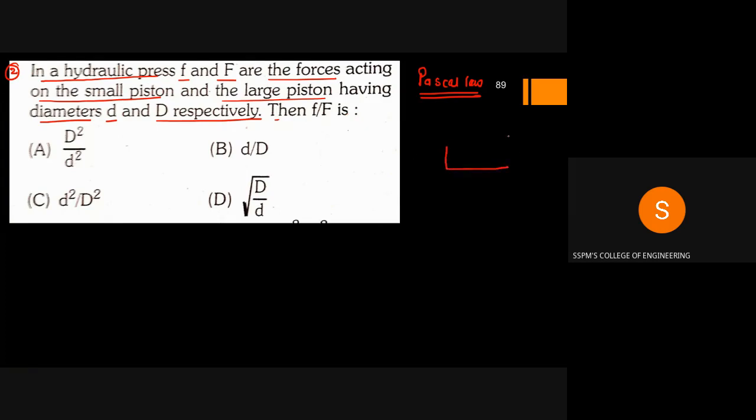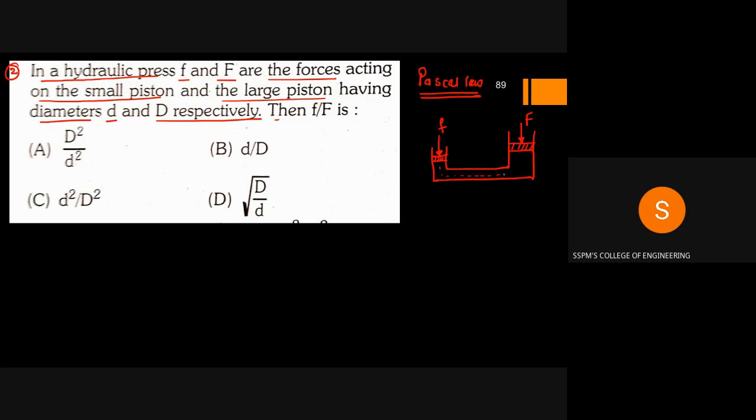So this problem is based on the hydraulic press. In the theory, we have just seen the basic formula. So this is the smaller piston and this is the bigger piston. This is the force, which is a small f on the smaller piston, and the force generated on the other side is the capital F.